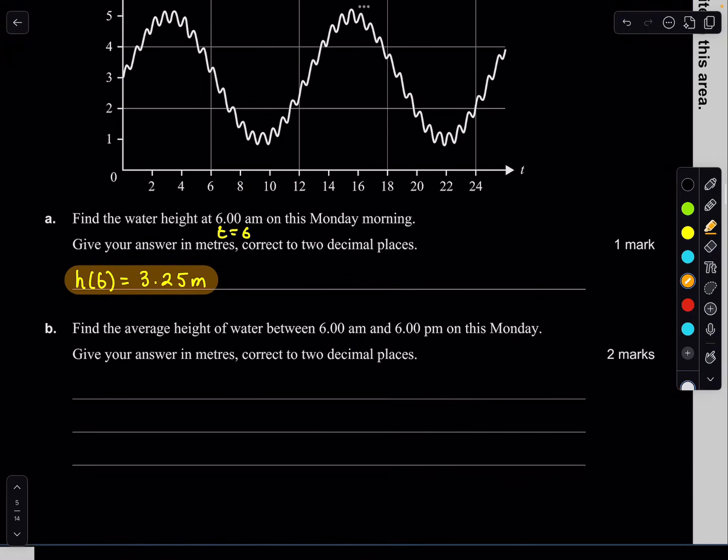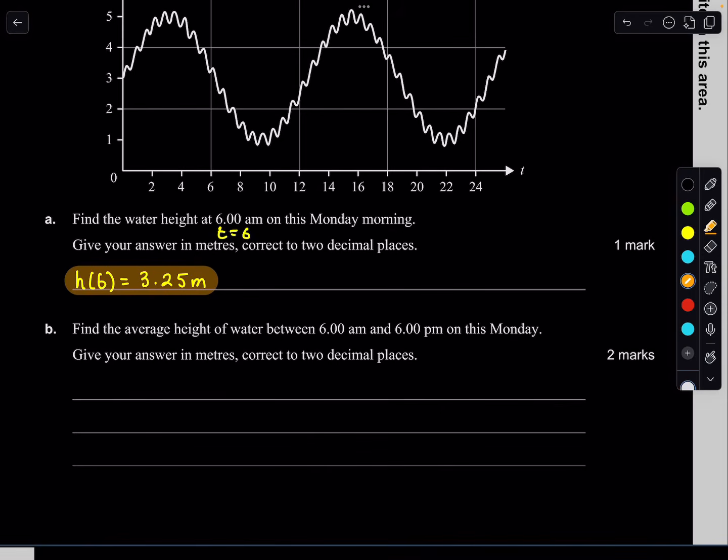Next question. Find the average height of the water between 6 a.m. to 6 p.m. on this Monday. Give your answer in meters correct to 2 decimal places. All right, so we're finding the average value in this case. So the average height. Again, 6 a.m. is t equals 6. And 6 p.m. is like you're adding 12. Going from 6 a.m. to 6 p.m. is just adding 12 hours. So what's 6 plus 12? It'll be t equals 18.